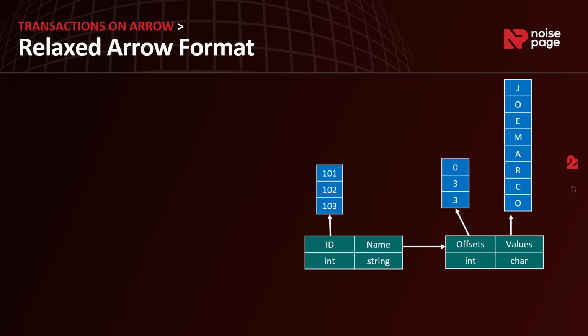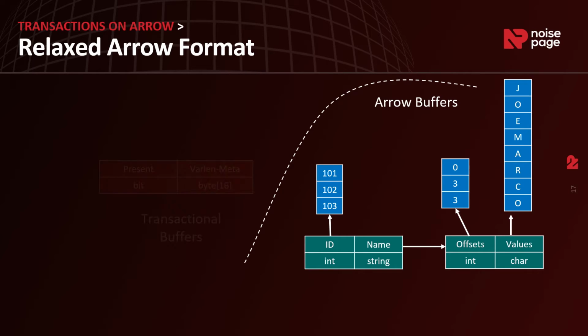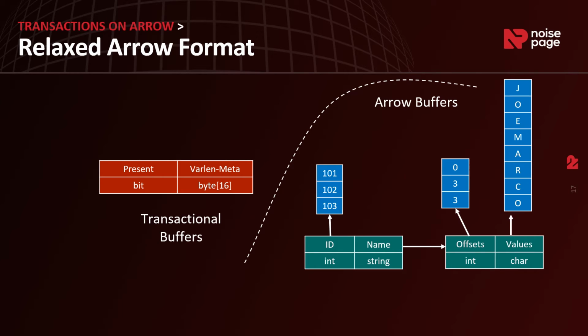Let's first look at our relaxed Arrow format for transactions. On the right, you can see the read-optimized table from before. These are the Arrow buffers readers expect, and we cannot make many modifications to it. Therefore, we instead allocate these two new columns for transactional information. The first one is a bit vector of whether a tuple is present, used for deletion.